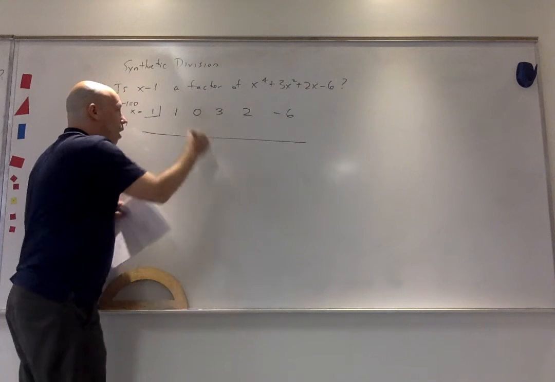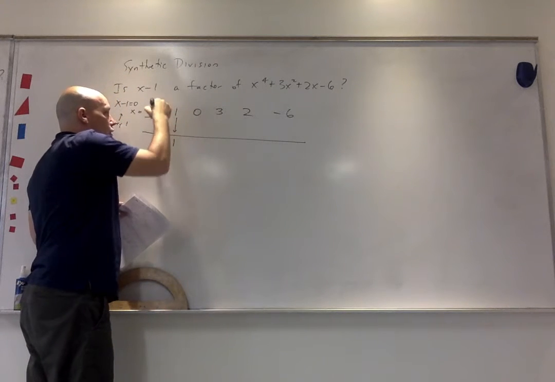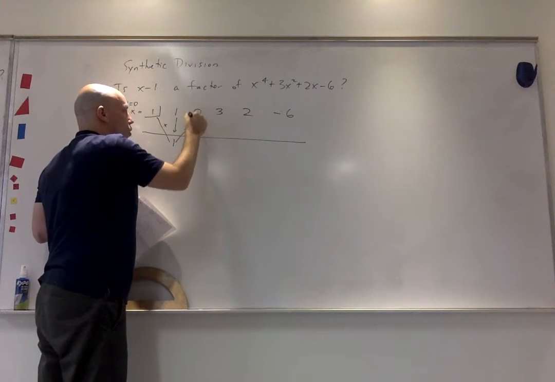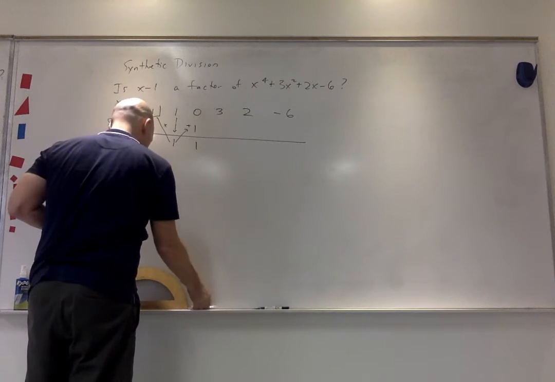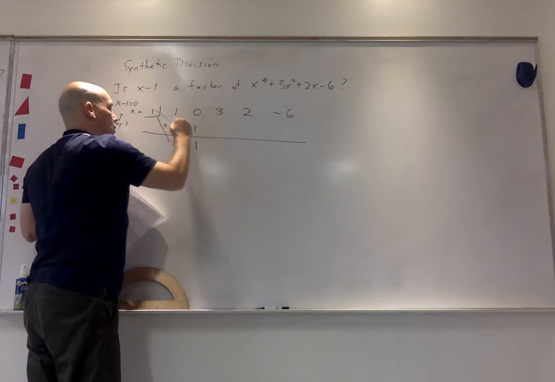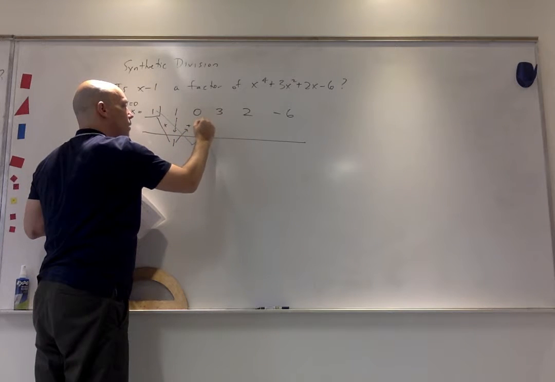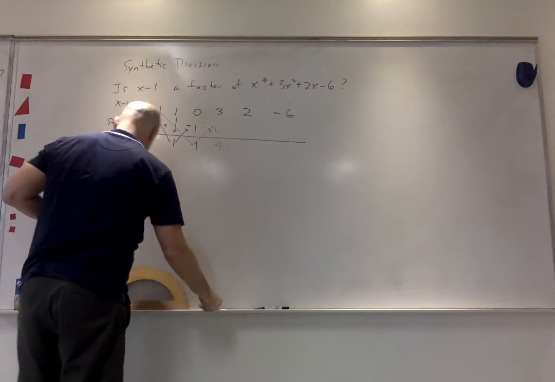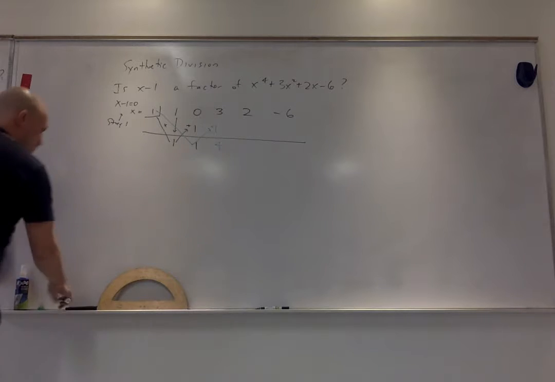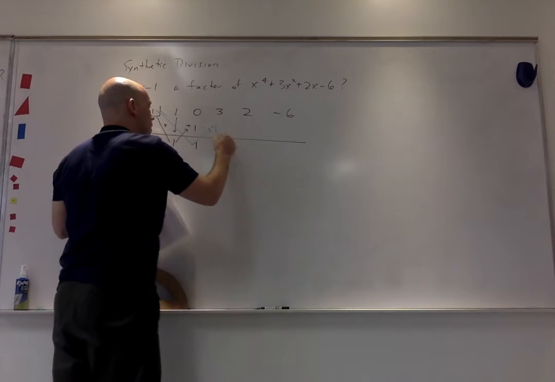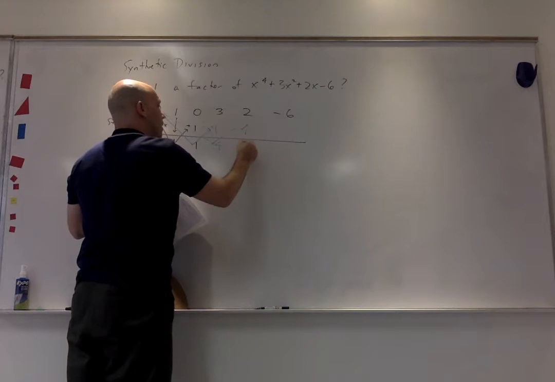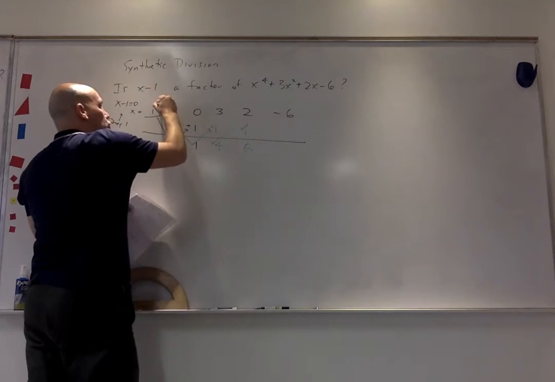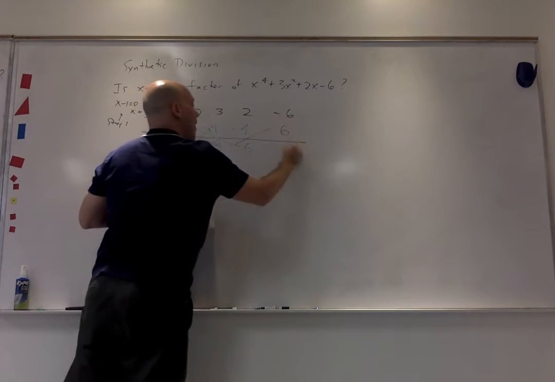Ready? Drop the 1. 1 times 1, put it there. Add it. 0 plus 1, 1. What's 1 times 1? 1. Add it. What's 1 times 4? Add it. What's 1 times 6? Add it.